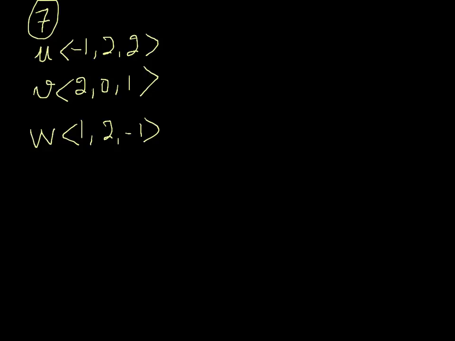To find the volume, I selected 3 vectors and put them in component form. These are my 3 vectors. They start at the origin (0, 0), and these are the vectors in component form. The volume is going to be the value of the determinant: -1, 2, 2, 2, 0, 1, 1, 2, -1.